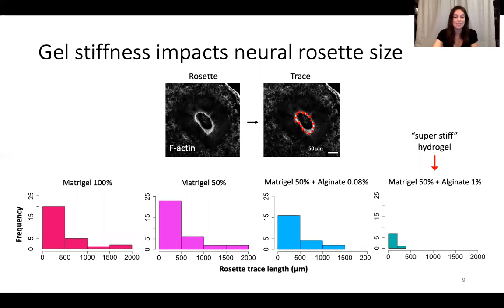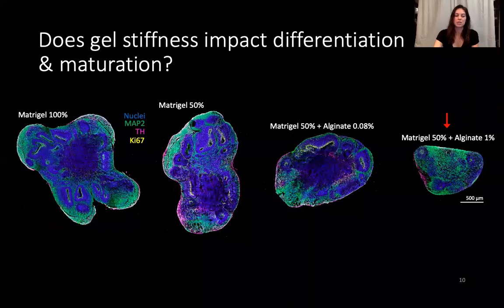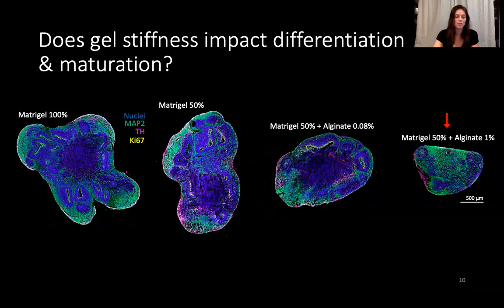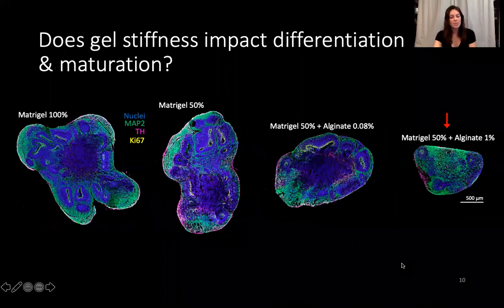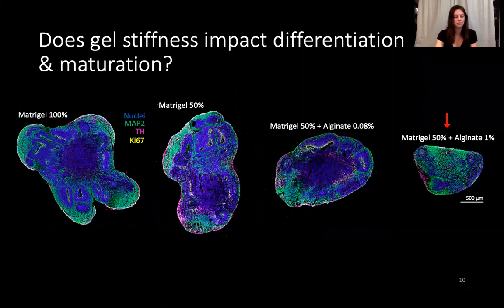So what we think this means is that the stiffness of the gel the organoid grows in affects its ability to form these rosette structures, affects its self-organizing capacity. So here's some other staining that I did for neuronal markers MAP2 and tyrosine hydroxylase, TH. And you can see that we have neurons in all conditions. So even though rosette formation is affected, we're still getting differentiation and maturation into neurons. We're working on quantifying this right now, but by eye, it actually looks like we have more neurons in the stiffest condition. So maybe stiffness is also affecting differentiation and maturation of progenitor cells into neurons.